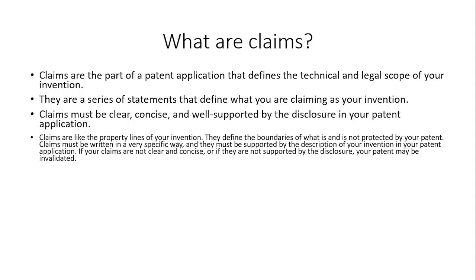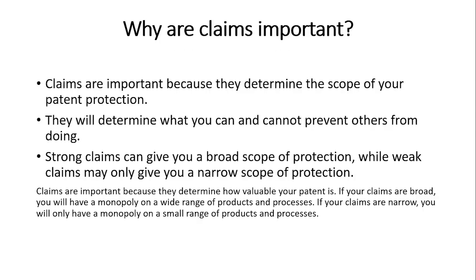So the claims are ordered with sequence numbers, and they describe your invention and protect your invention from others. But they should be clear, concise, and well supported by the disclosure in your patent application. Why are claims important? Why do we write the claims? Yes, they have some importance. What is all the importance?